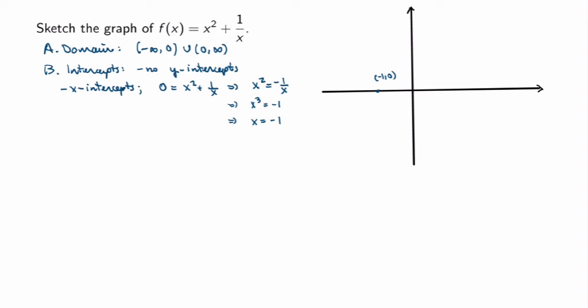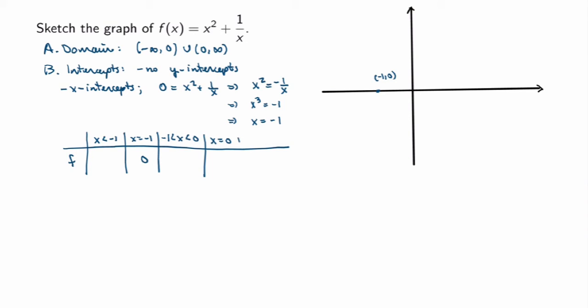Now, I could also ask about the intervals where the function is positive or negative. So I can construct a little table here for my function. There's three different regions here. There's x less than minus 1. At x equals minus 1, we've just calculated that the function is 0. Then there's between minus 1 and 0, and at x equals 0, that's a special point because the function is undefined, right? So the function could change sign at this point. So we have to consider the two regions on both sides separately. And then x greater than 0 is the other region.